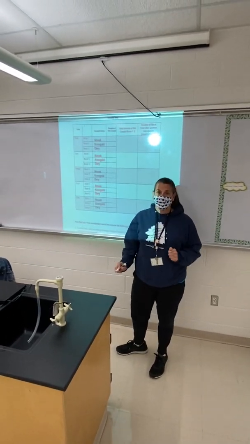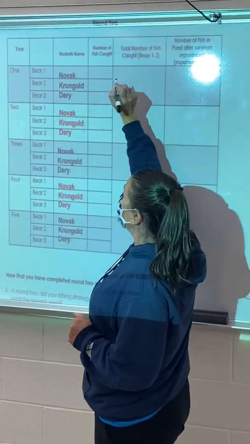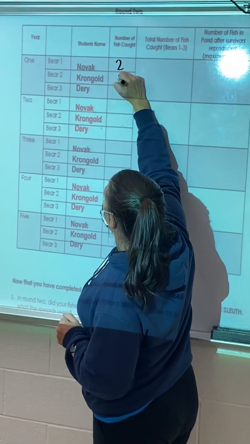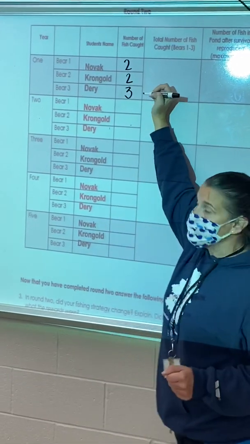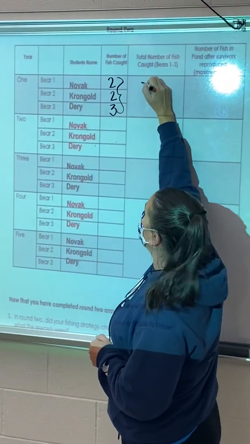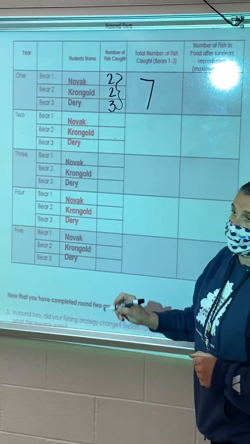All right, so let's chart this data. So this year, Mrs. Novak took 2 fish, Mr. Krongold took 2 fish, and Miss Derry took 3. So what we need to do now is add these numbers up, and we took a total of 7 fish from the pond.